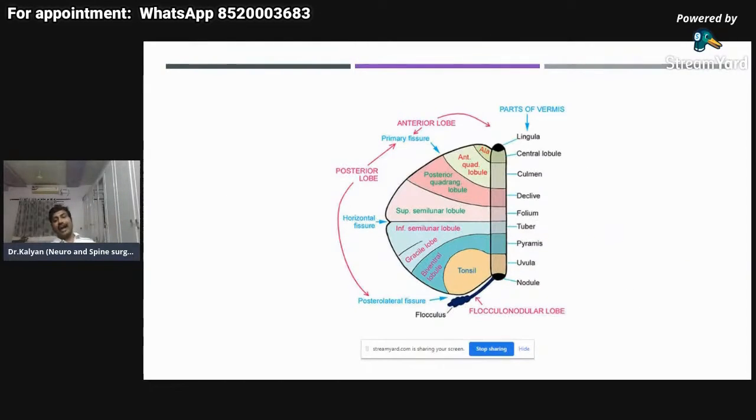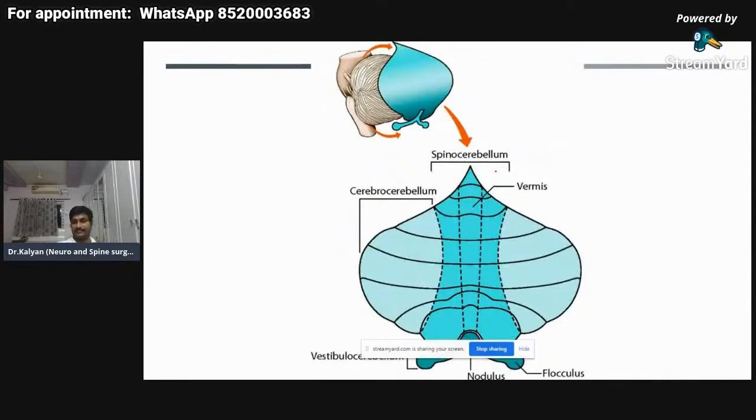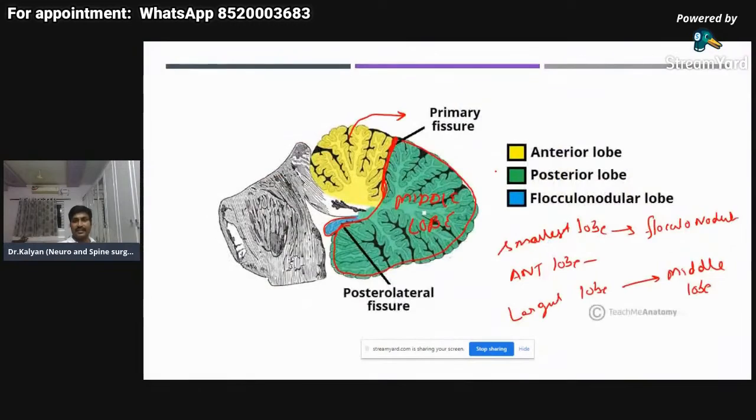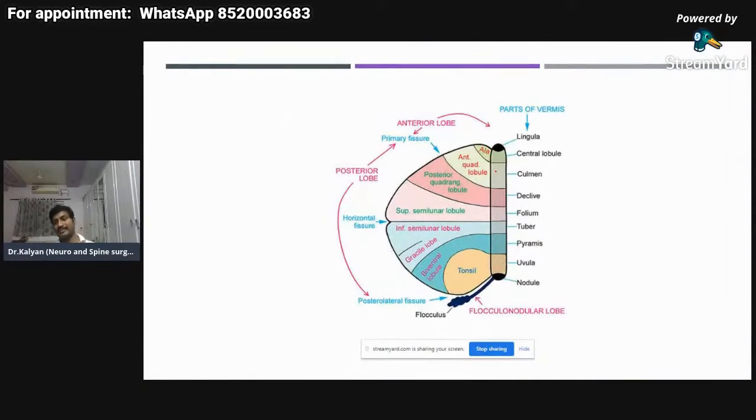Again, the vermis and the cerebellar hemispheres are divided into a number of components. This is mainly for the theoretical part. You probably will not require it, so I will not go into it. Now we will come to one important portion. We have told you everything, no? Now I will come to one important thing.